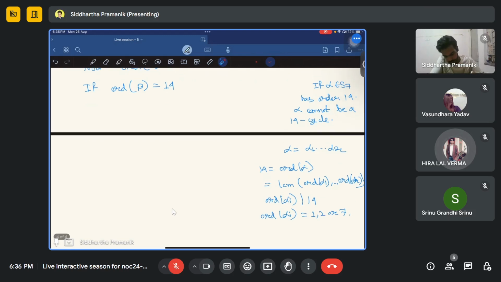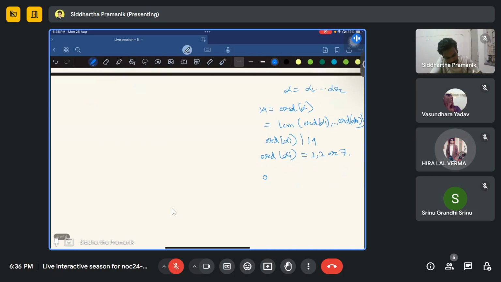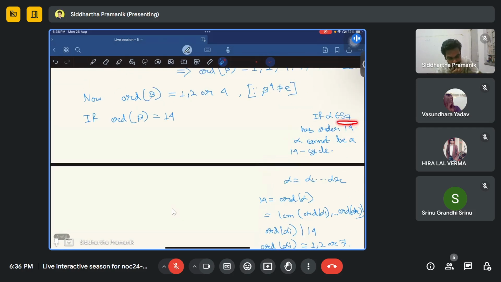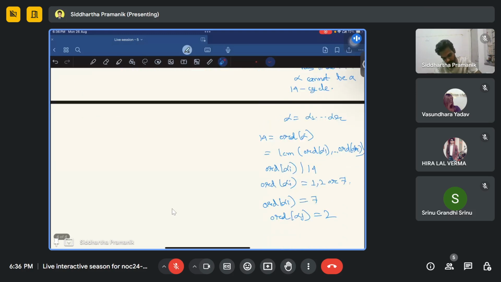But if some alpha i has order 7 and some alpha j has order 2, this is also not possible, because alpha i and alpha j are disjoint cycles. So you have a total of 7 plus 2, which means 9 indices, but we are in S7. So we have only 7 indices. So this is also not possible.